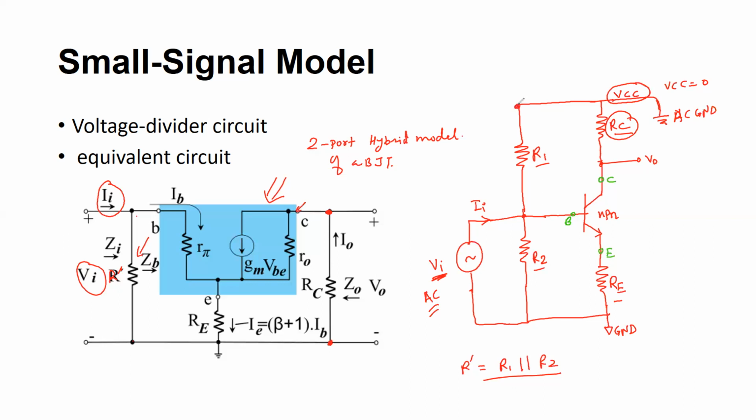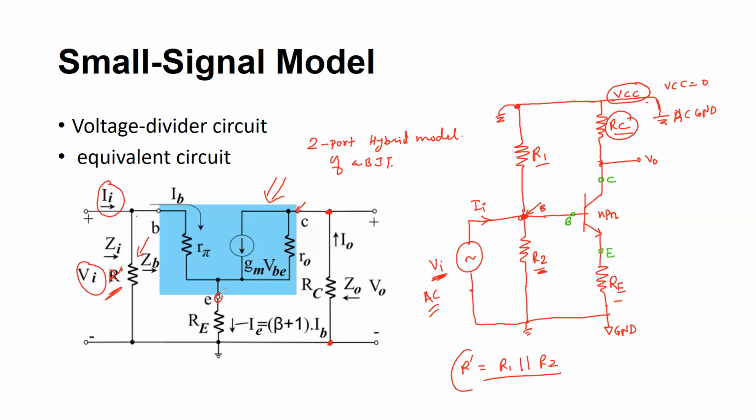One end of R1 is connected to the ground because VCC is grounded now, and one end of R2 is connected to the ground here also. That's why I have modeled this R dash to be between the base, here is my base, and the ground. So that's a parallel combination of R1 and R2.